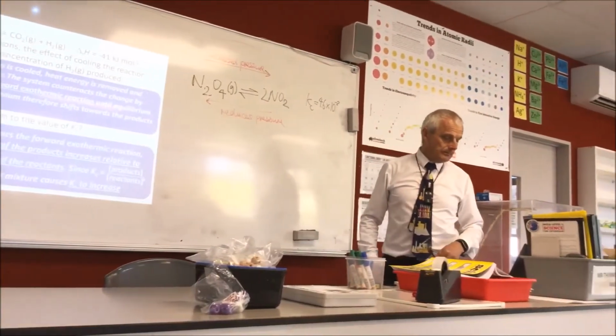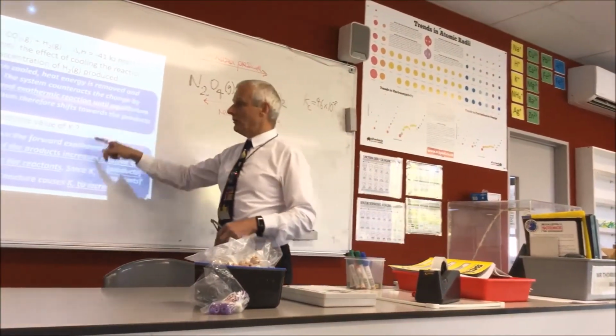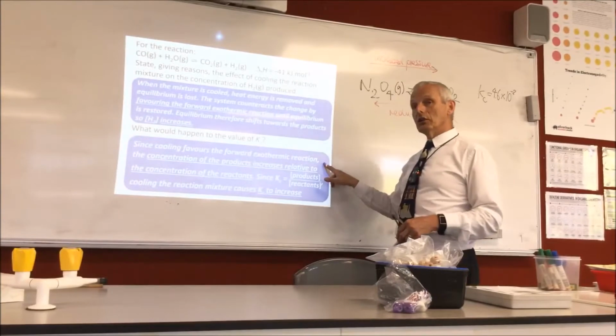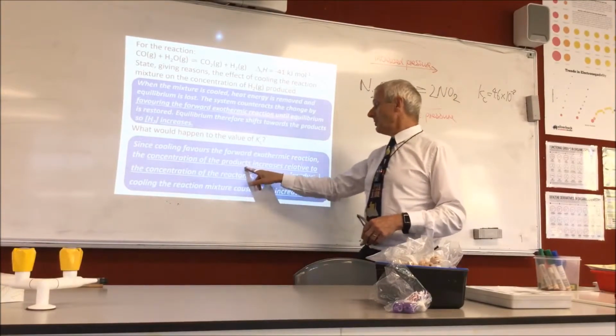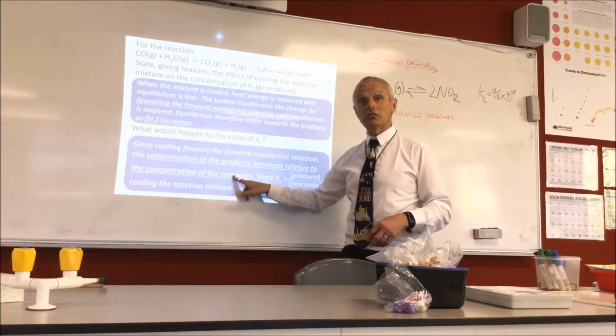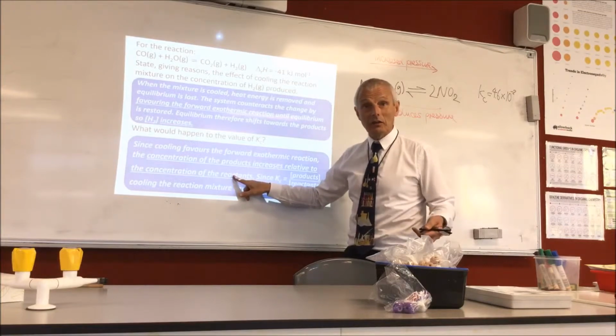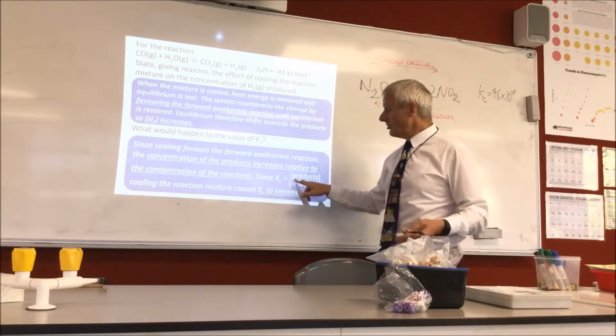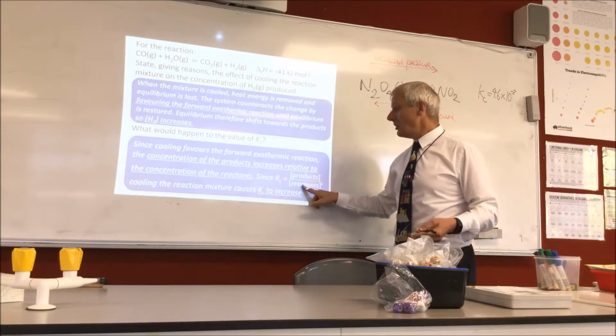Okay? So let's have a look at the answer. See how I do that? I've just repeated what I've said there. It favours the forward reaction. The concentration of products increases relative to the concentration of reactants. It's a very simple answer. And you're saying Kc is products over reactants.